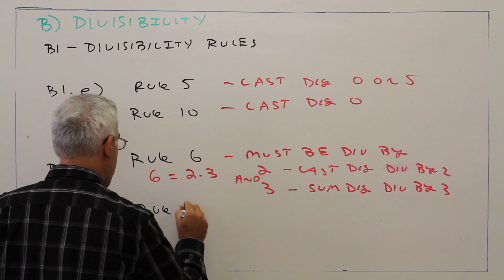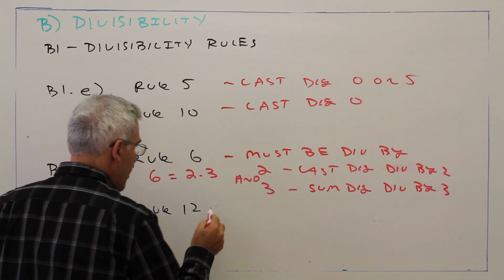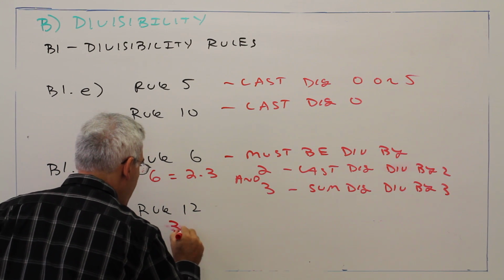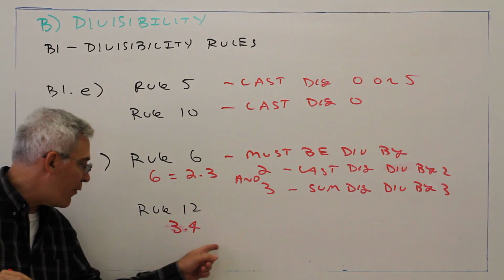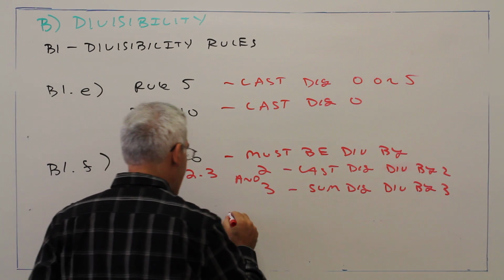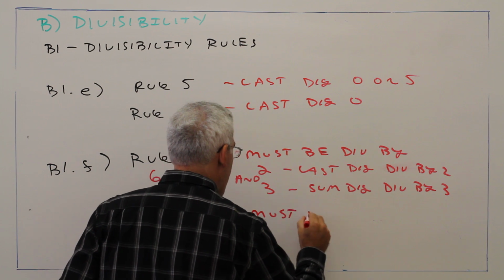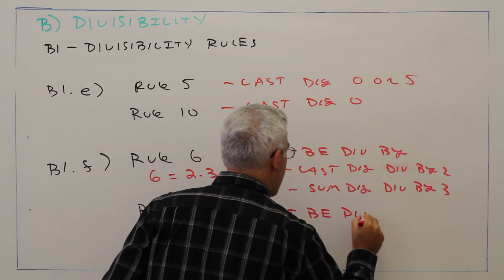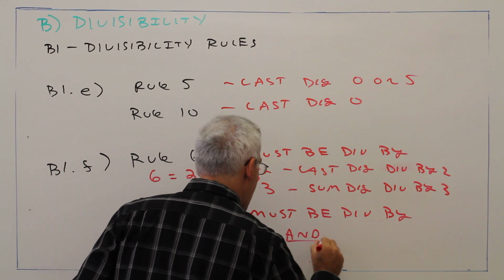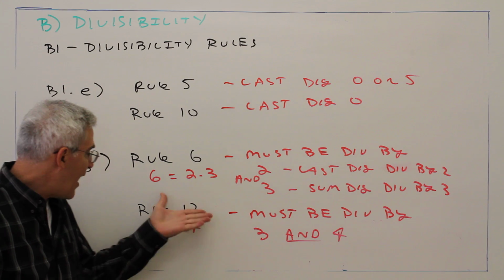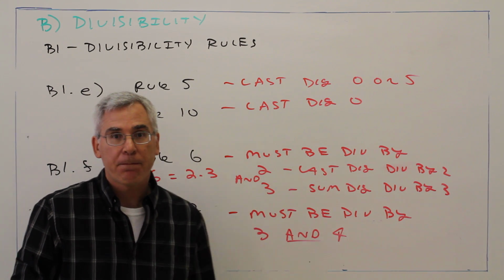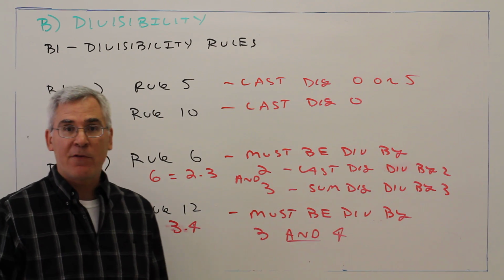Okay, and likewise, the rule for 12. All right, I can write 12 as 3 times 4. So since I've already got a rule for 3 and a rule for 4, I can apply both of those. So I'll just basically say must be divisible by 3 and 4. And the same thing works for any other of the composite numbers as well. And there you have it, the divisibility rules.